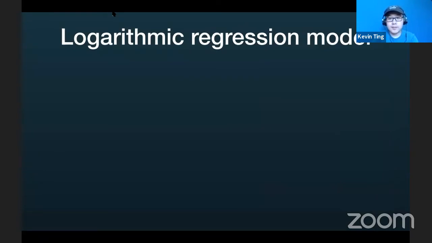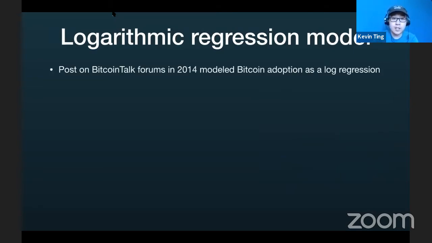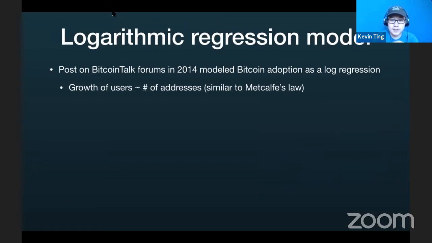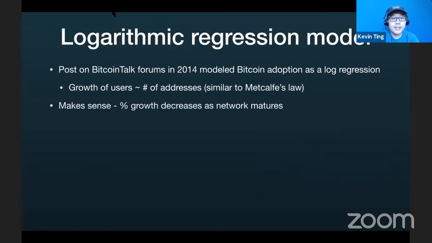And the last part of this Bitcoin valuation as a network is I want to touch on this logarithmic regression model that some of y'all may have seen before on Reddit or on Bitcoin Talk originally. This was originally posted in 2014, and it modeled Bitcoin's adoption as a log regression. Basically, it's saying that its growth of users is based on the number of addresses, so kind of similar to Metcalfe's Law.